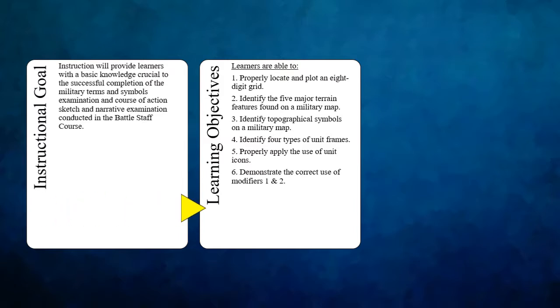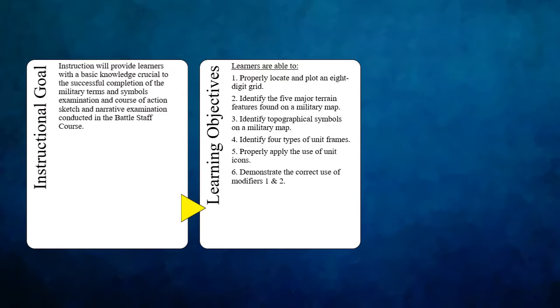Learning objectives. Number 1. Learners are able to properly locate and plot an 8-digit grid coordinate. Number 2. Learners are able to identify the 5 major terrain features found on a military map. Number 3. Learners are able to identify topographical symbols on a military map.